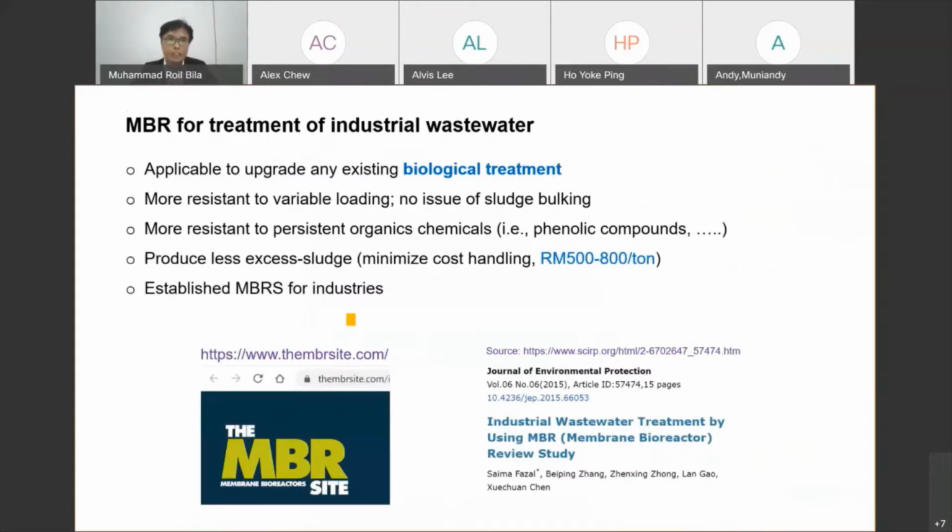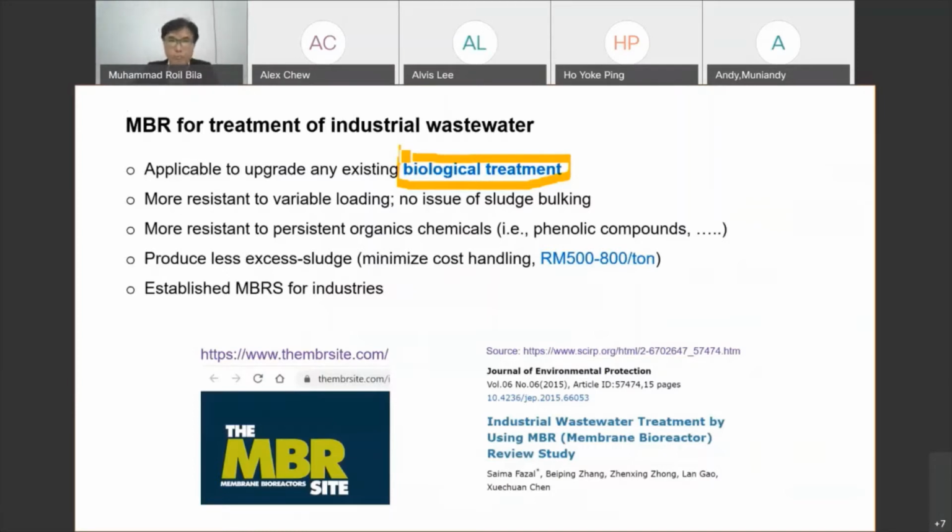So for treatment of industrial wastewater, what are the things about MBR? How do I know if I can use MBR or not? The very simple rule of thumb is that if you currently have a biological treatment, either trickling filter, activated sludge, or any biological treatment employing biology, you can convert it into MBR. And at the same time, you'll be able to improve the performance of your system.